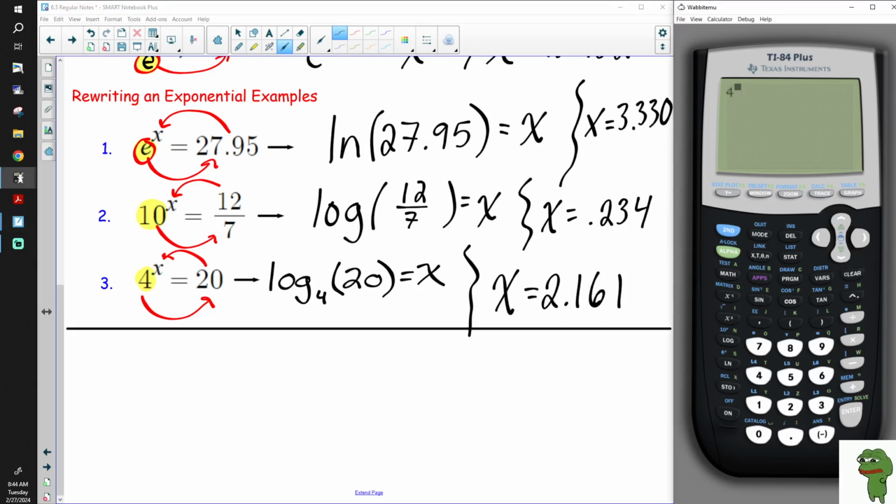And again, you can always check these. 4 to the power of 2.161. This should be extremely close to 20. Which it is, 20.00099684. Very close to 20, but we rounded, so it's not perfect. And that is how we rewrite from logarithm to exponential to logarithm, which is very vital in solving equations.